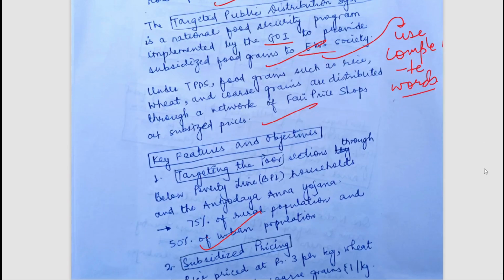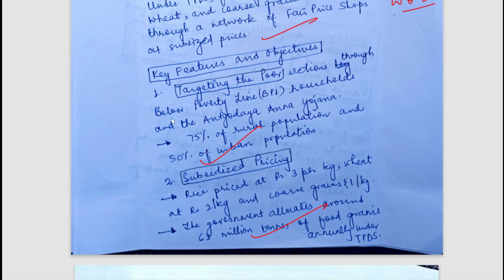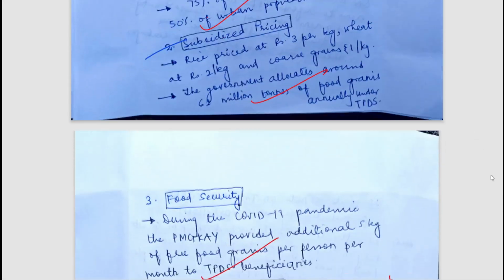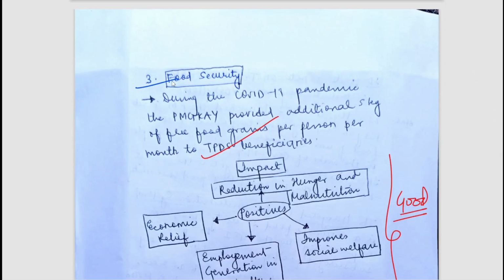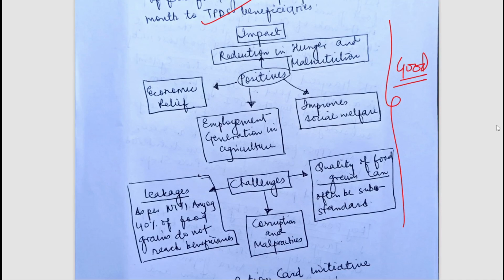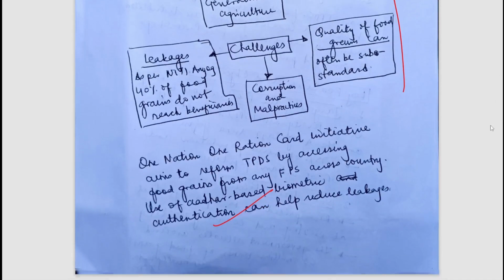So you can pause the video and read the answers. Key features: targeting the poor, subsidized pricing, food security. Positives and negatives have been discussed, and it is a nicely structured answer. You can pause and read it.